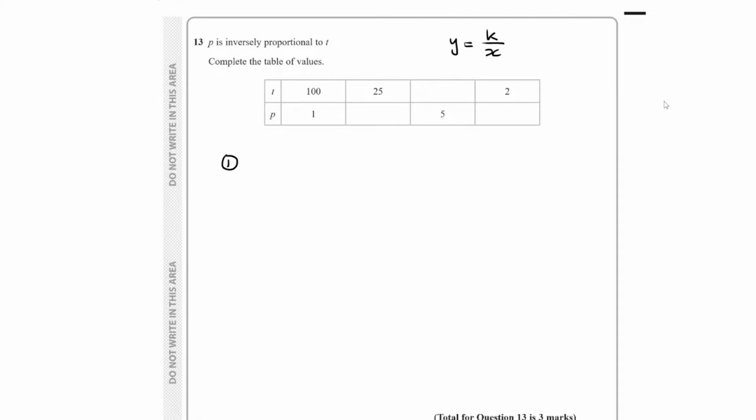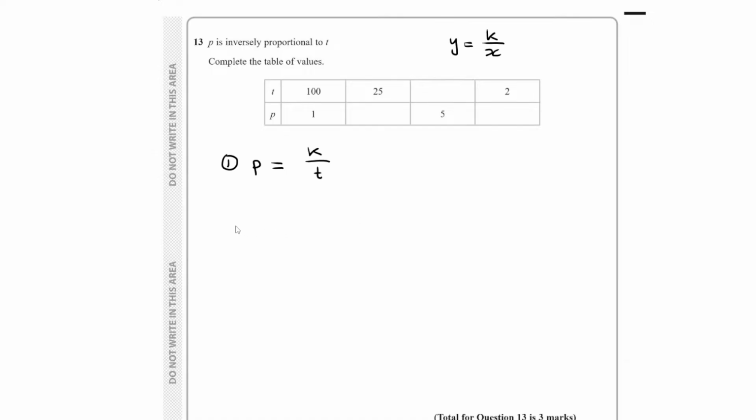Definitely. So in this case, just swap the y and the x for P and T, just put it in the order that they've written it. So P is first, P is equal to K over T. Now, they will always give you a matching pair. What I mean by that is a pair of values that you can then sub in, because you need to work out what K is. You see how the matching pair in this case is the 100 and the 1. When T is 100, P is 1.